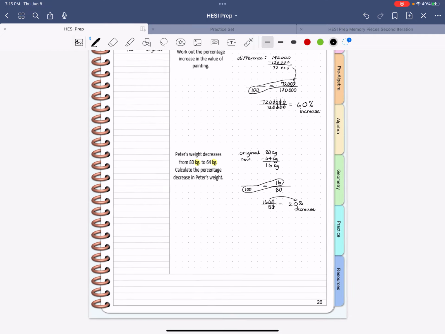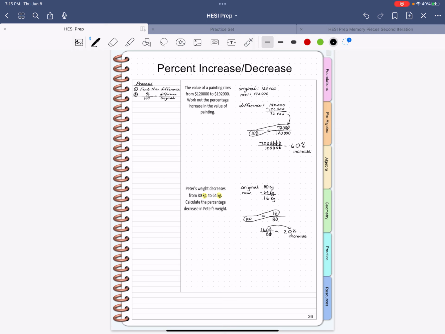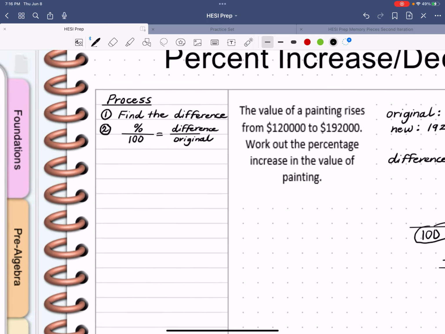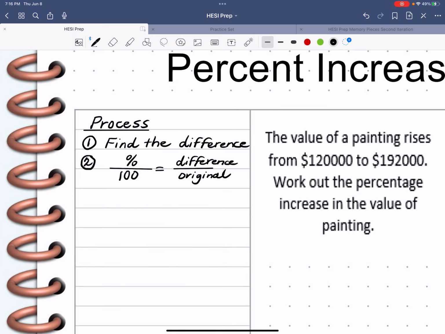All right, so those are both examples of percent increase and decrease. You must know this anchor formula to be able to solve that. You don't have to use a proportion, but you will have to put difference over original always.